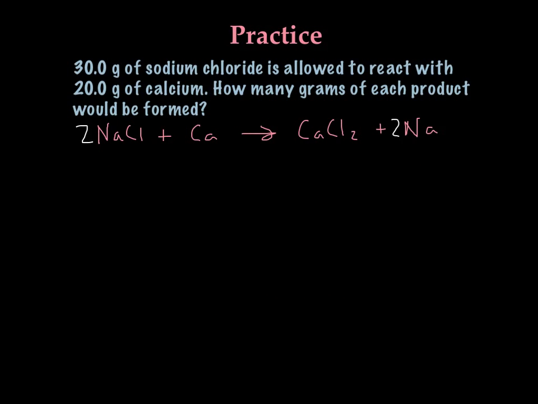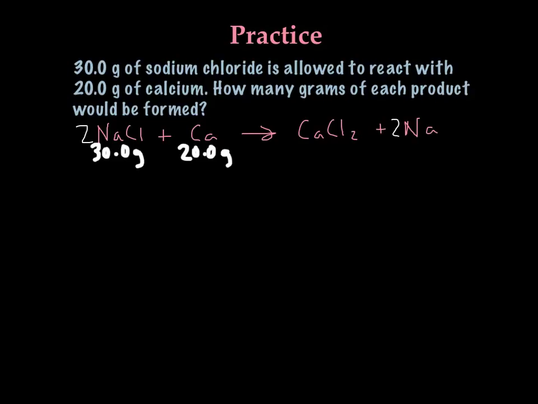Alright, so here is a limiting reactant problem that we're going to go through the steps that we just did. 30 grams of sodium chloride. So we start out with 30.0 grams of this stuff, and it's allowed to react with 20.0 grams of this. Now that doesn't mean that they all react. One of them may run out before the other one does. How many grams of each product would be formed?